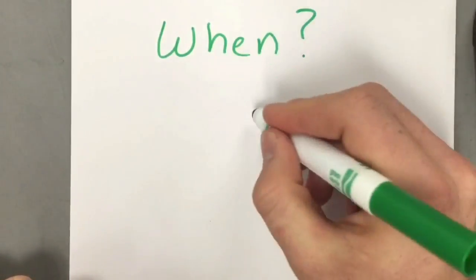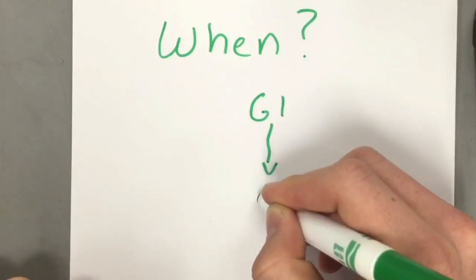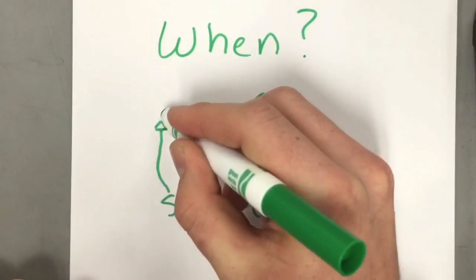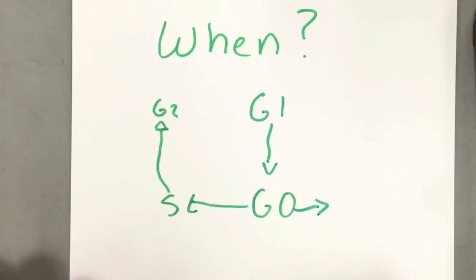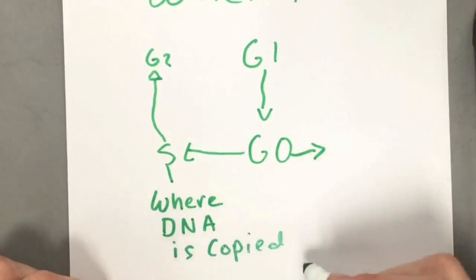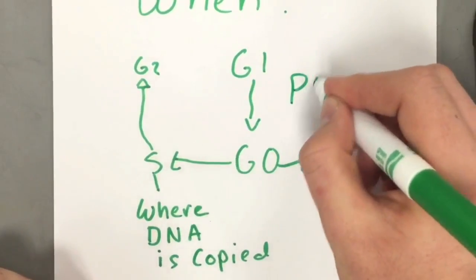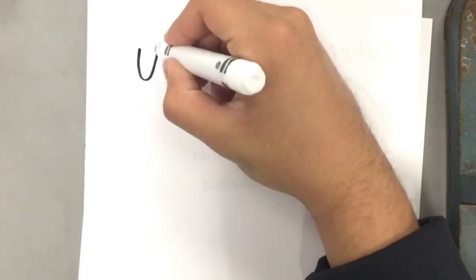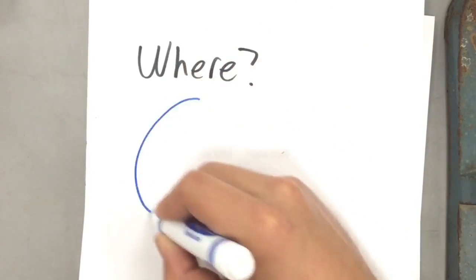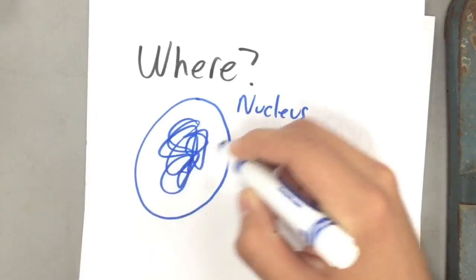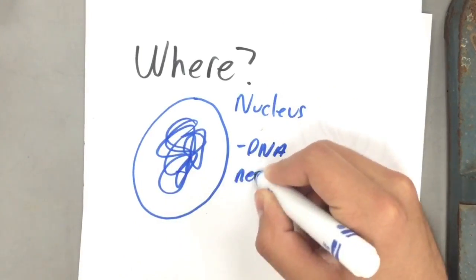Alright, so DNA replication occurs during the S phase of the cell cycle. Where it happens is in the nucleus. DNA stays in the middle of the nucleus, and this is going to help it come out of the nucleus and become DNA.